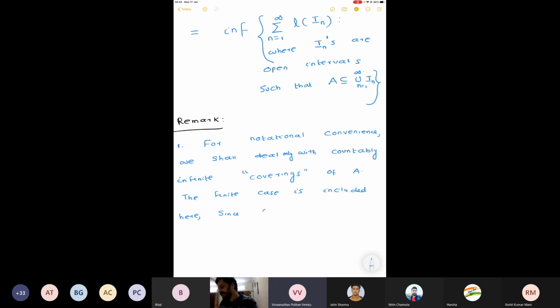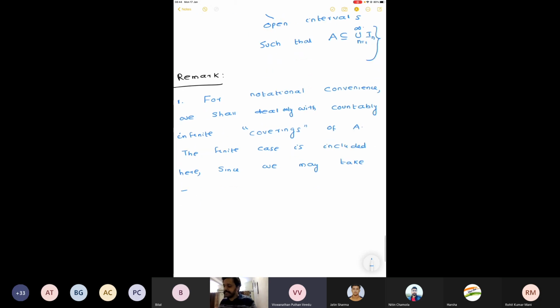Since we may take I_n equal to the null set. Remember, I have considered the null set as an open interval. In the finite case, you can consider I_n to be the null set except for finitely many n.